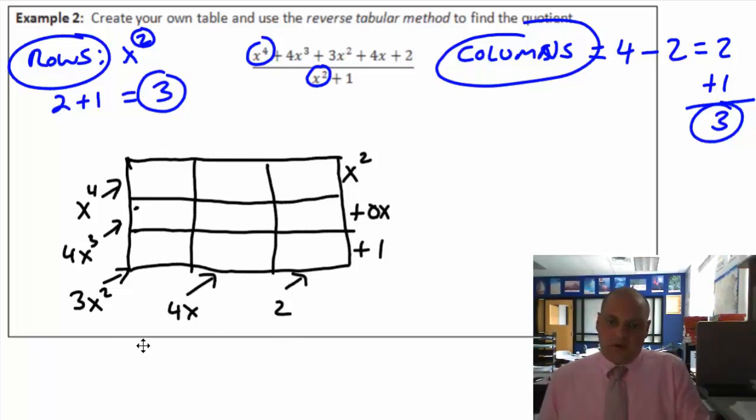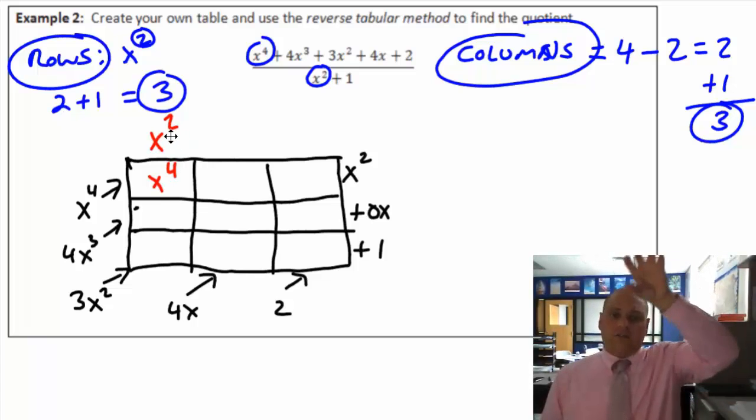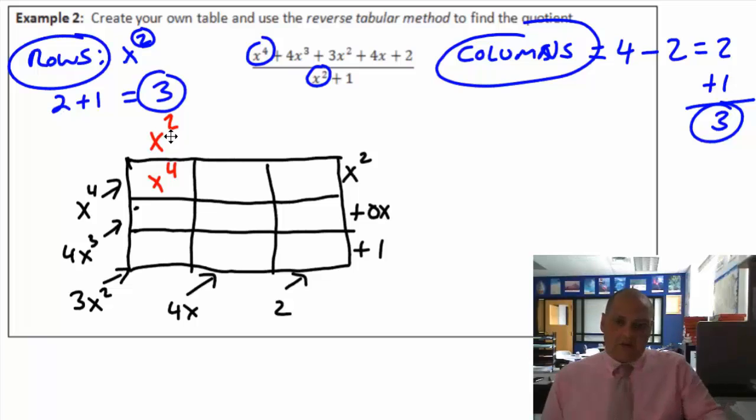So again, the dividend goes along the outside, and now we're ready to start our puzzle. Always start with the first one, or you can start with the last one and work backwards, whatever you prefer. But x to the 4th has to go here. If that's x to the 4th and that's x squared, I need x squared here because x squared times x squared is x to the 4th. Once you know one of the values in the divisor, multiply it down using the regular tabular method. So x squared times 0x is 0x to the 3rd. x squared times 1 is x squared.